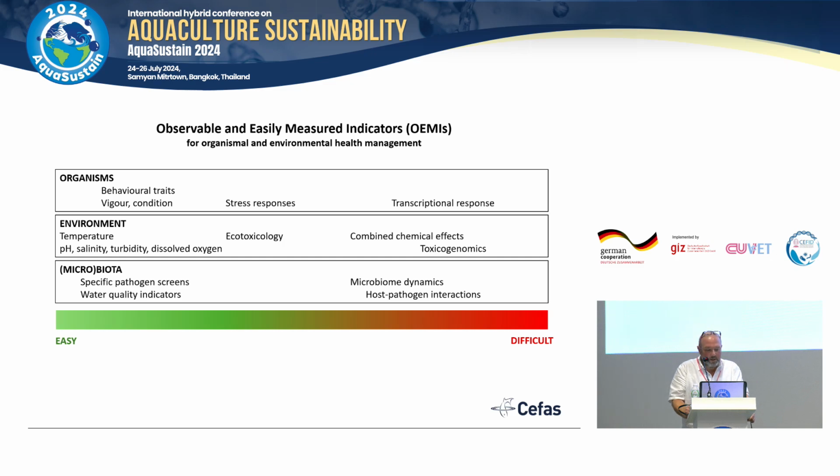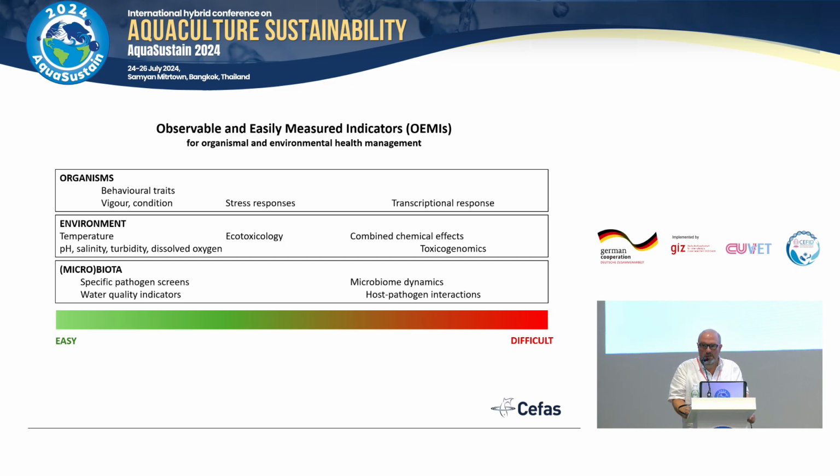So for organisms, easy things to look at are animal behavior traits, the condition of the animal, the vigor, environmental parameters we all know about, microbiota parameters. We can look at water quality indicators, fecal indicators, for example. We can do screens for specific pathogens of concern. They're all relatively easy to measure. That doesn't necessarily mean that they're easy to do something about. So that's challenge number 1: thinking about, if we can measure these things, what can the farmers and other professionals actually do to mitigate those problems?